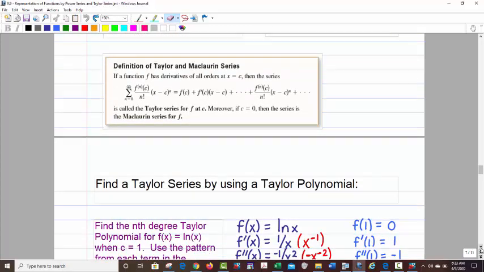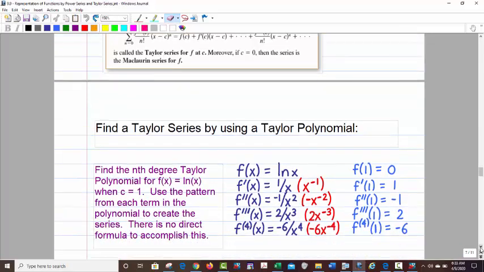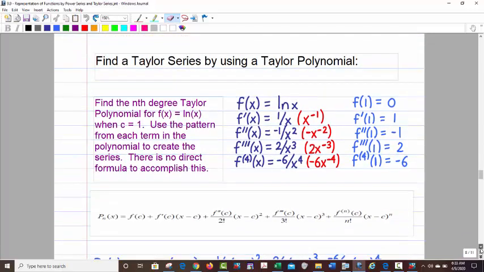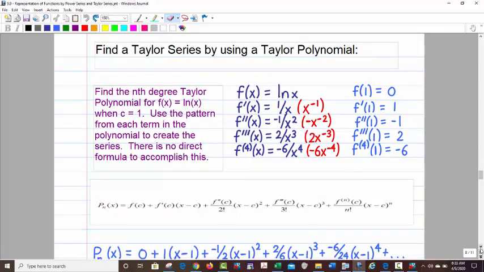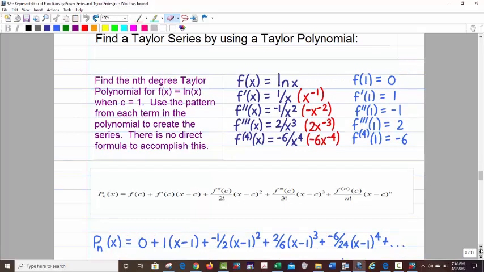Talking about Taylor and Maclaurin series. Maclaurin just means centered at 0. So once again, Taylor series are formed off of Taylor polynomials. So here's a Taylor polynomial for the natural log of x centered at 1. We've done this from the Taylor polynomial section. So these are all the derivatives. I don't think those need to be explained. I put in 1 for each one of those to get these values: 0, 1, -1, 2, and -6.